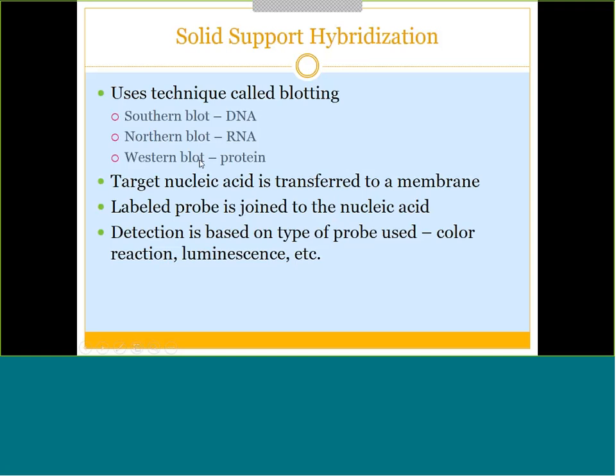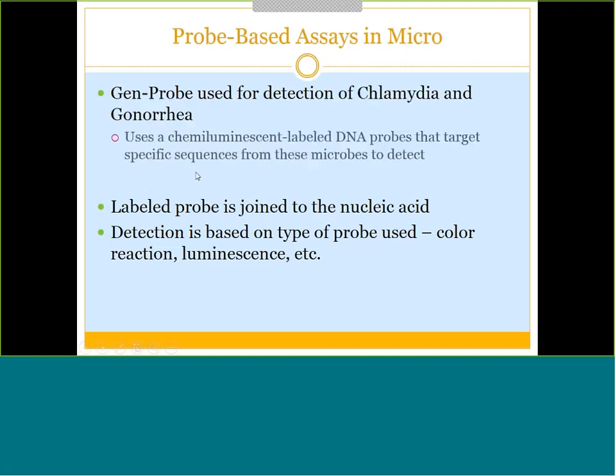Western blot is a huge one for confirming HIV. It will look for a specific protein that is known to be with the HIV virus. So that's a huge one for confirmatory HIV. So it is something that we do see and work with in different labs.